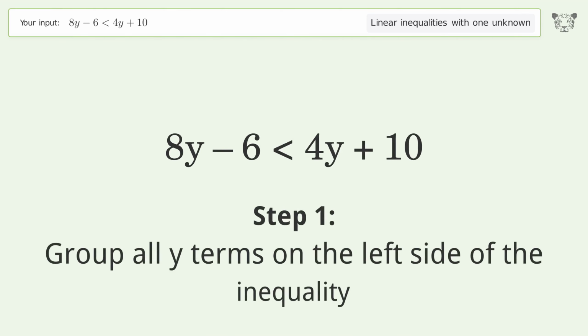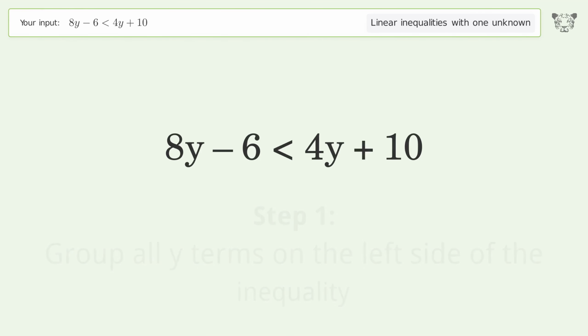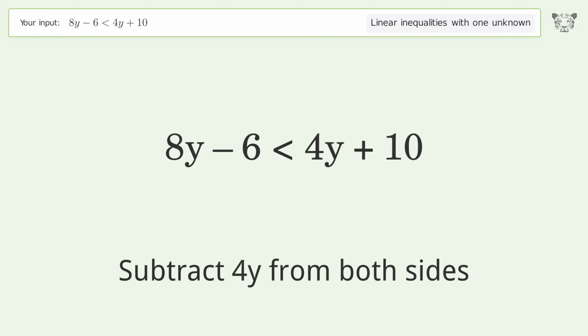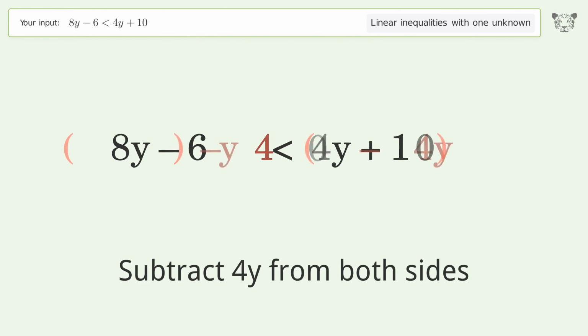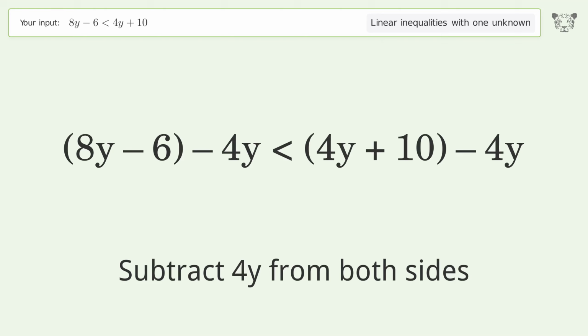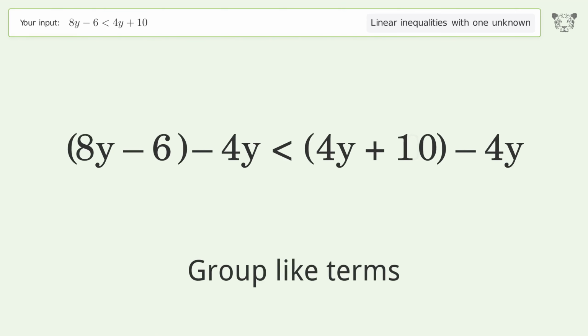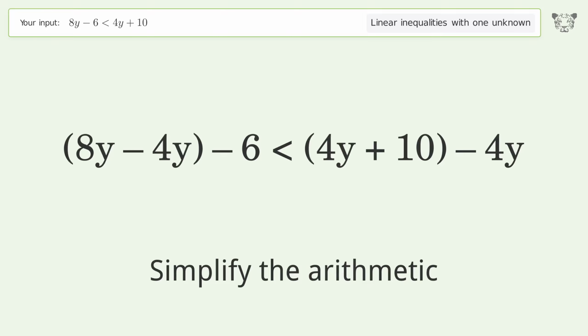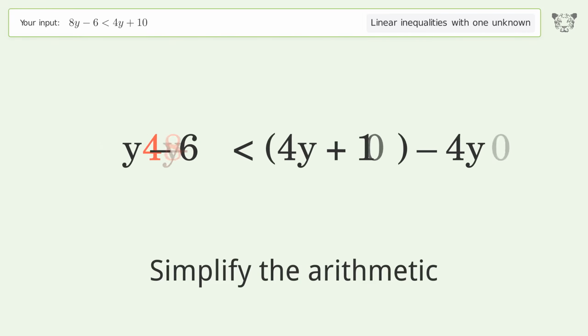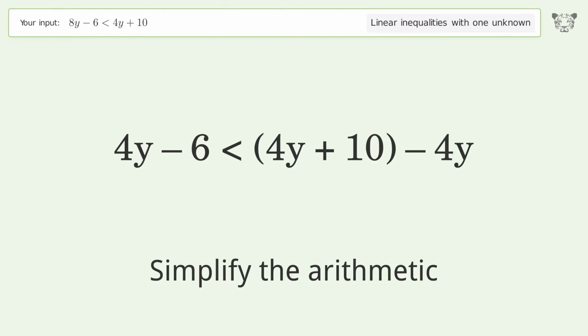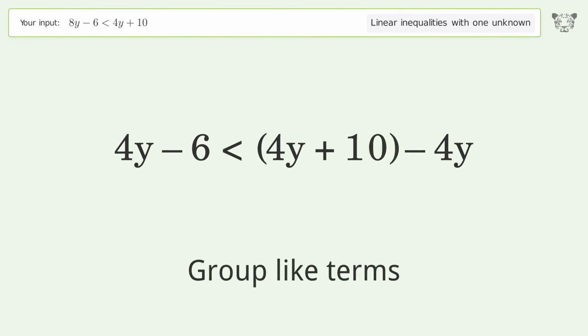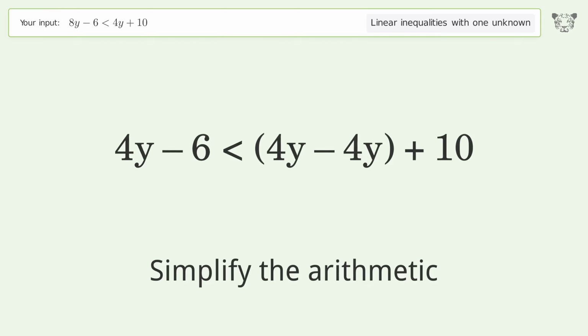Group all y terms on the left side of the inequality. Subtract 4y from both sides. Group like terms. Simplify the arithmetic. Group like terms. Simplify the arithmetic.